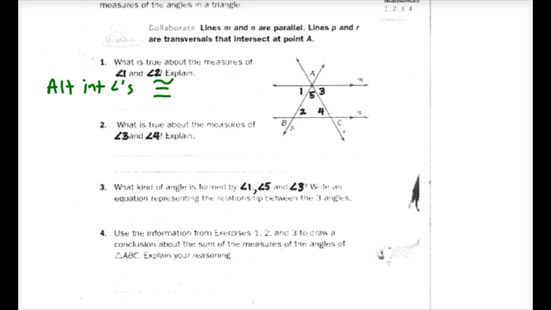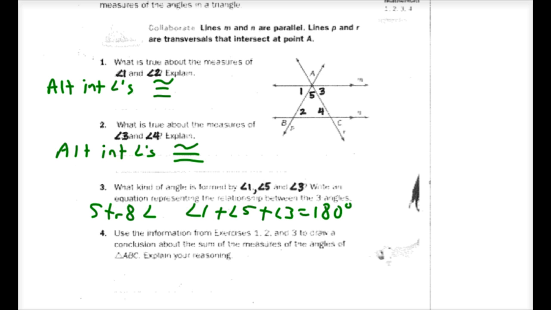Now, look at angles 3 and 4. Forget transversal. 3 and 4. What are angles 3 and 4? Alternate interior. Are they also alternate interior? They are.